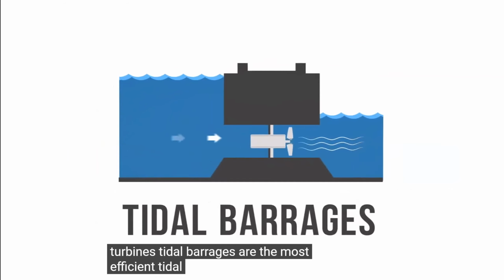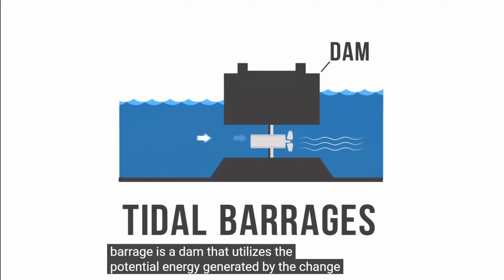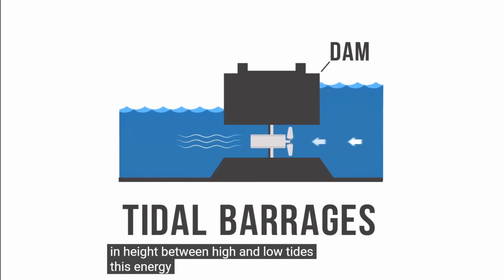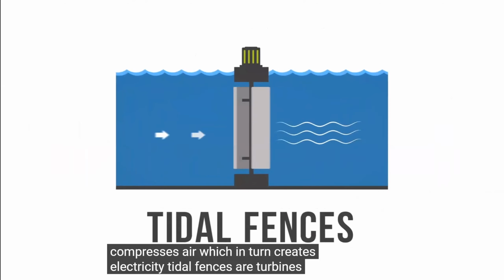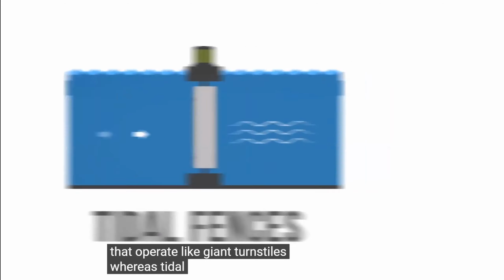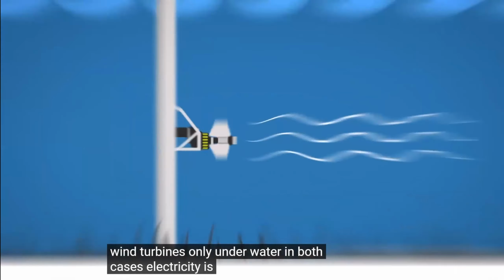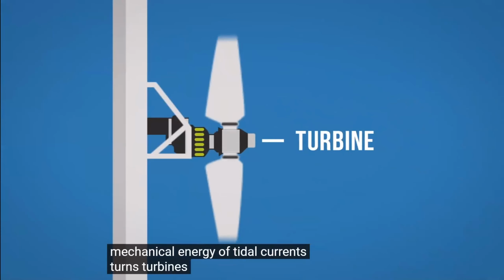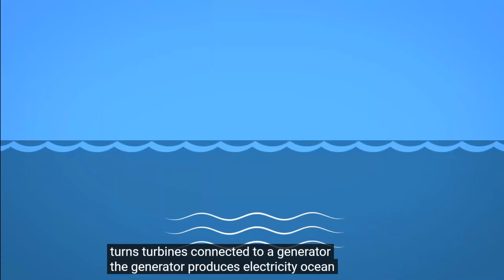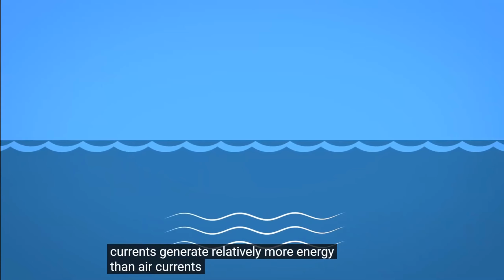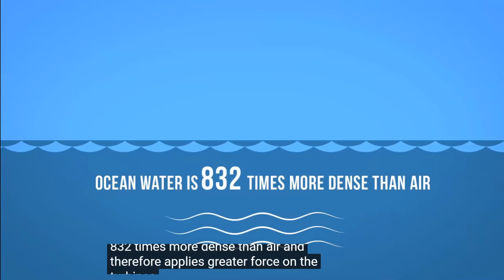Tidal barrages are the most efficient tidal energy sources. A tidal barrage is a dam that utilizes the potential energy generated by the change in height between high and low tides. This energy turns a turbine or compresses air, which in turn creates electricity. Tidal fences are turbines that operate like giant turnstiles, whereas tidal turbines are similar to wind turbines, only underwater. In both cases, electricity is generated when the mechanical energy of tidal currents turns turbines connected to a generator. Ocean currents generate relatively more energy than air currents because ocean water is 832 times more dense than air and therefore applies greater force on the turbines.